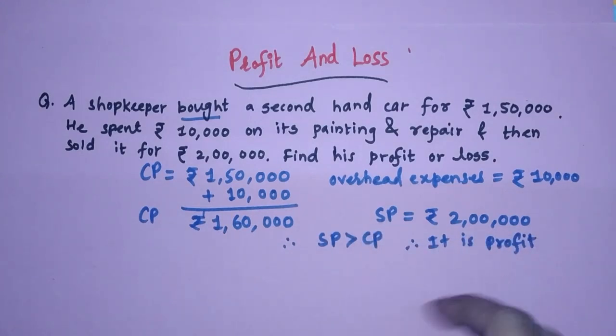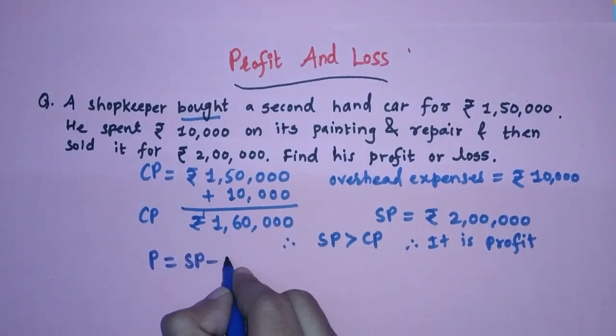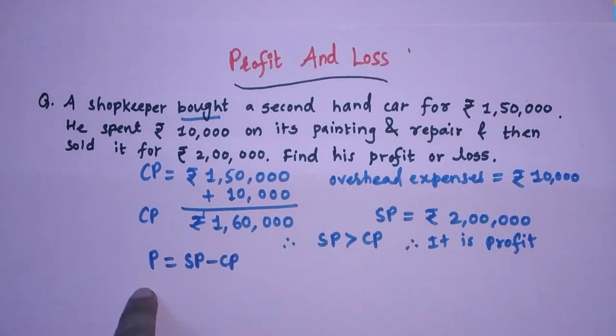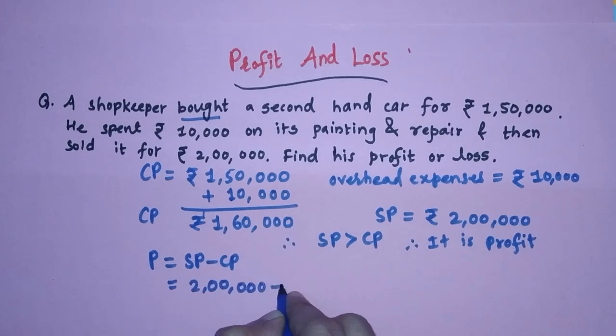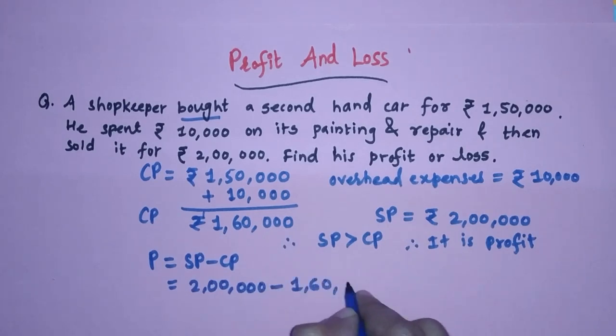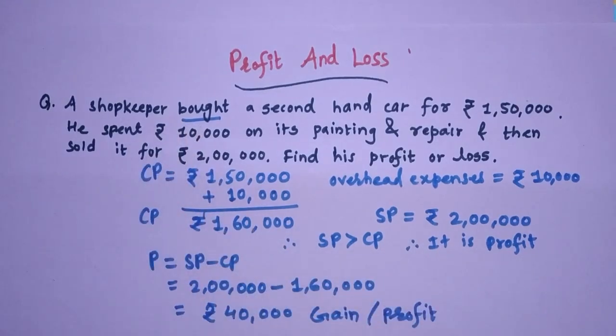As you come to know it's a profit, write down the profit formula. Profit is equal to SP minus CP. Profit means a benefit for this shopkeeper, so we subtract: 2 lakh minus 1,60,000. Here you'll get 40,000, and this 40,000 is just a gain, or a profit, earned by this shopkeeper.